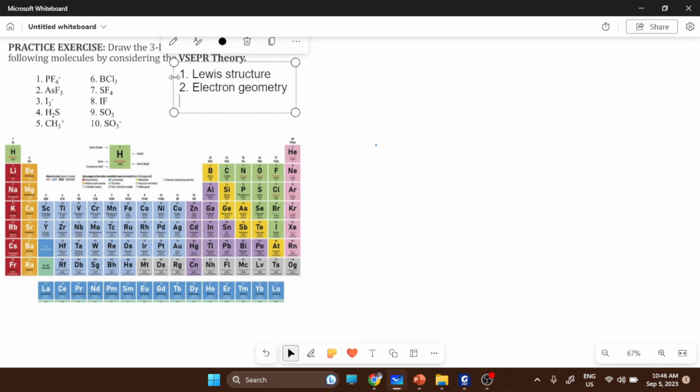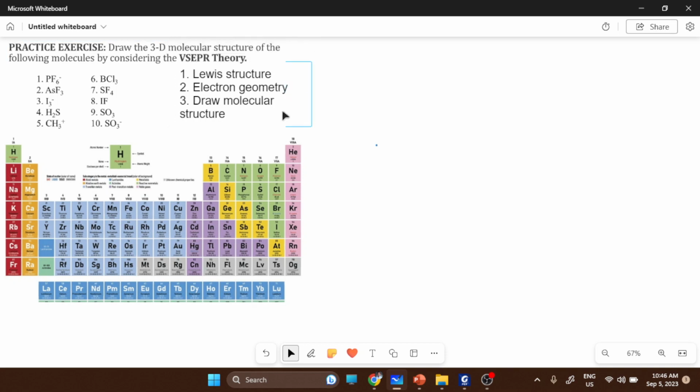And then, after determining the electron geometry, we will now need to draw the molecular structure. So, these are the 3 steps that you need to consider. Now, let's start from number 1, phosphorus hexafluoride. Okay, phosphorus hexafluoride. Now, what is our first step?